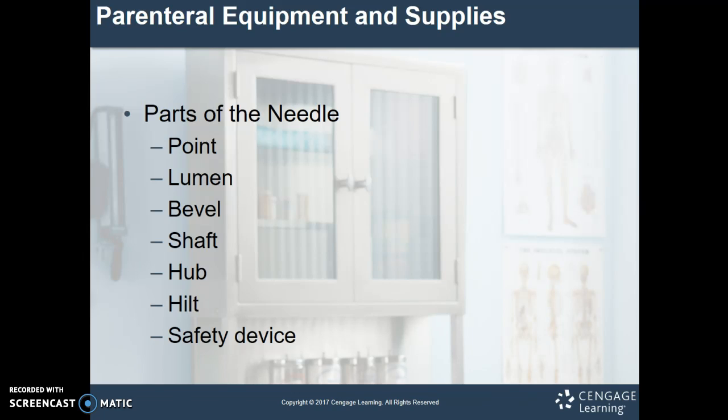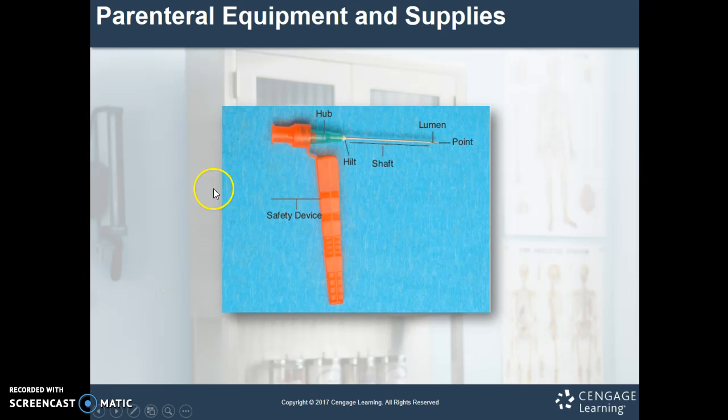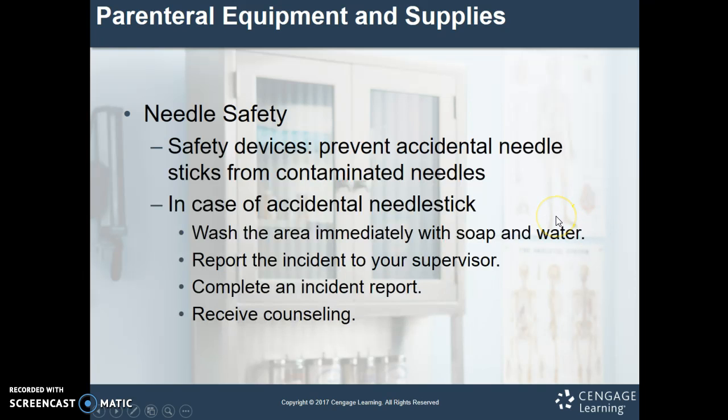Then the safety device on the next part. Well, actually, let's finish up the hub, the hilt. The hub is the component that facilitates the attachment of the needle to the syringe. It's color-coded so you can recognize it easily based on its size, and it remains sterile when you're assembling it. You don't want to touch it. The hilt is the part of the needle in which the shaft attaches to the hub. And the safety device is the mechanism used to shield the needle. So once you're done drawing up your medication, you would put this on the counter and snap it onto here. That way that needle is no longer accessible and will not stick anyone.